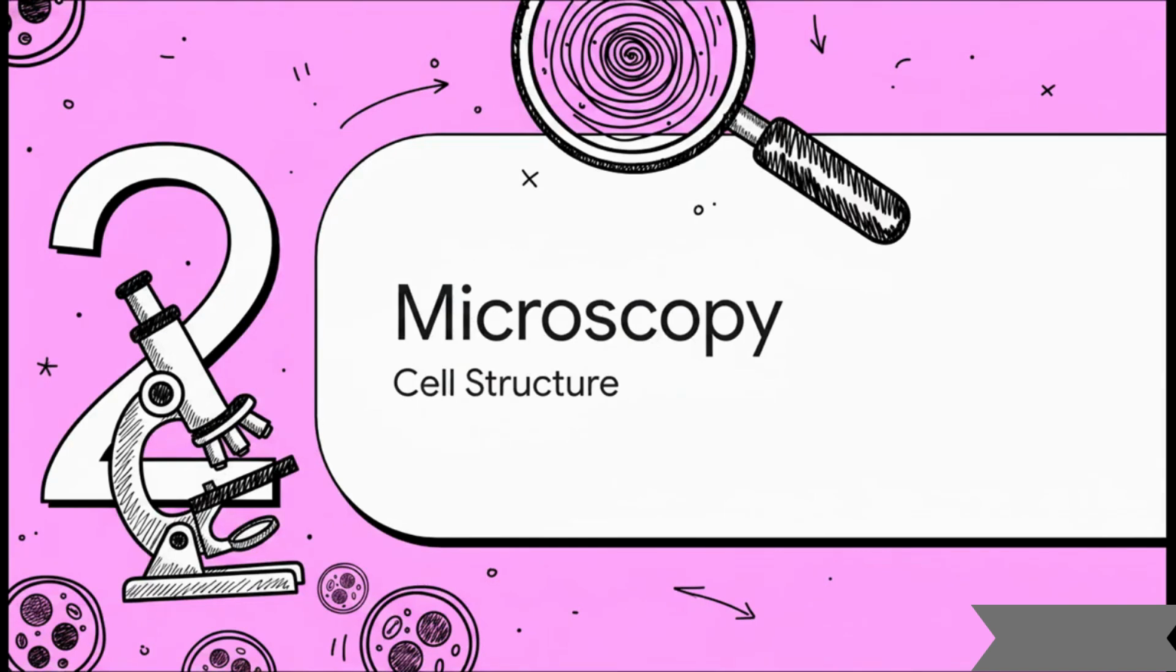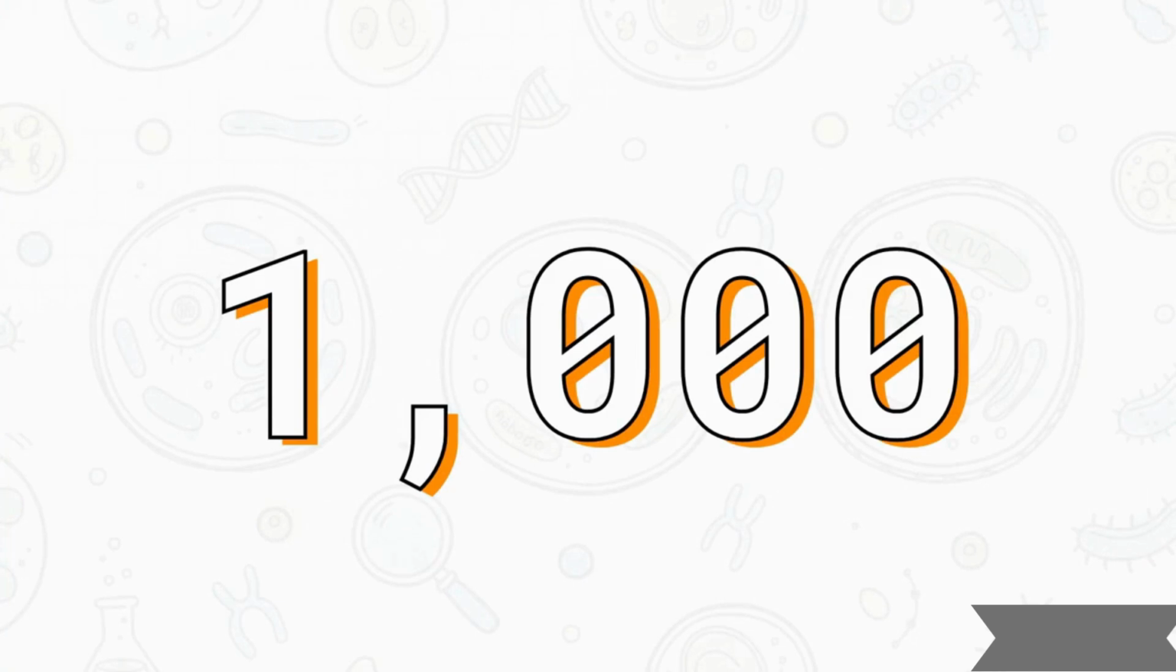Next up, Section 3, Microscopy and Cell Structure. To actually see this factory, we need the right tools. Okay, I need you to burn this unit conversion into your memory right now. 1 millimeter equals 1,000 micrometers, which equals 1 million nanometers.